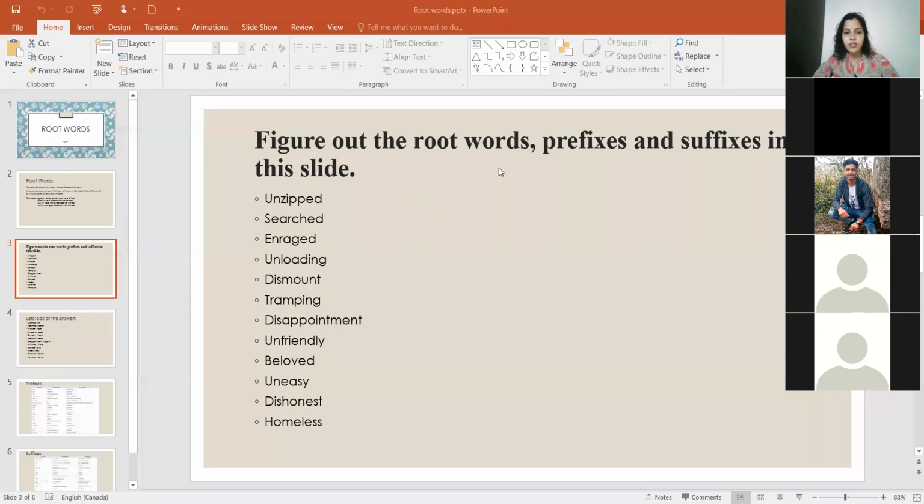Then we have the word searched. Yes, so let's move on to the word searched. Very right. So Pradeep and Tamanna say that search is the root word. Yes, Rushant and Abhishek, you are right as well. Vishakha, you are right as well. So search is the root word and ed is the suffix. So what about enraged?